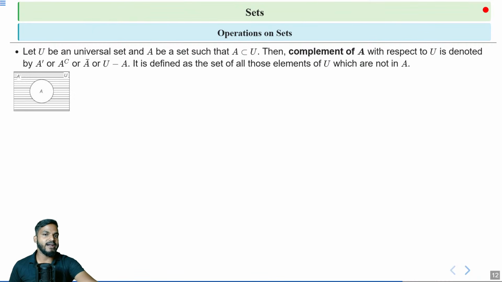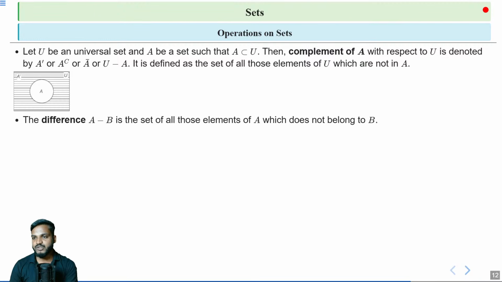By Venn diagram we can picture how the complement of A looks. There is a rectangular region, that is the universal set, and this circle represents your set A, and outside the circle is your A complement. So A complement is all the elements of set U that are not elements of set A. Okay.